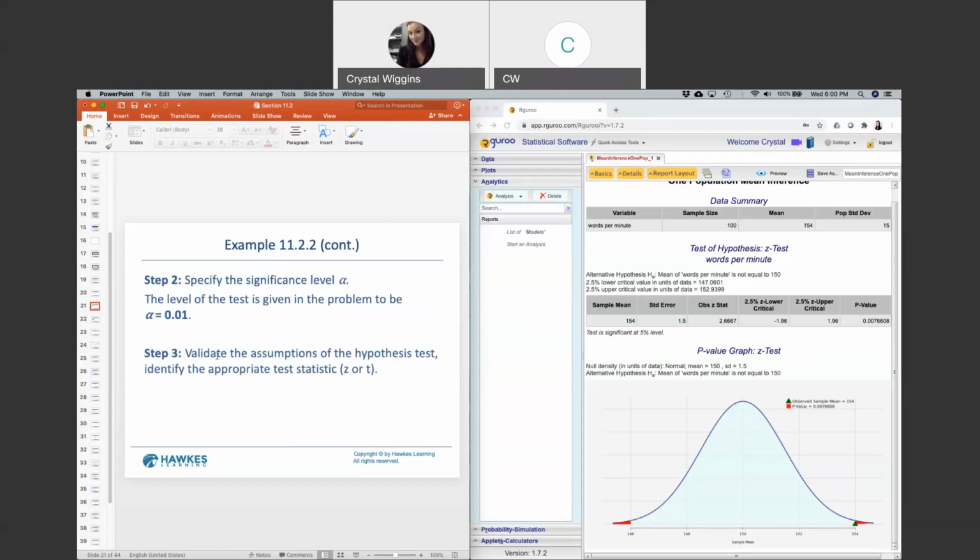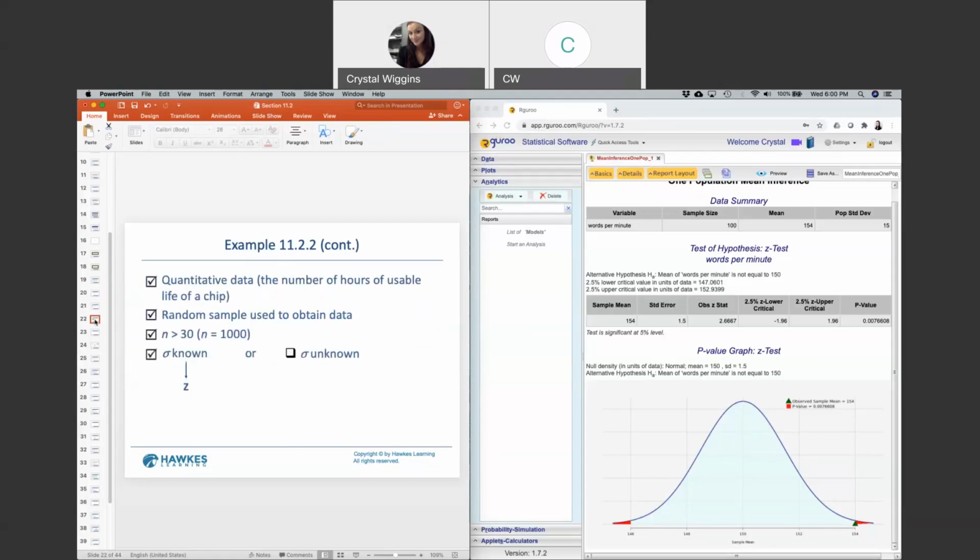Specify the level of significance that was stated in the problem to be 0.01. Step 3 is to validate the assumptions of the hypothesis test and determine whether we should be using a Z or a T. So was it quantitative data? Yes. Random sample to be obtained, assuming. Sample size was big? Yes. Sigma known, population standard deviation was indeed given, therefore we should be using a Z. Let's run a hypothesis test.